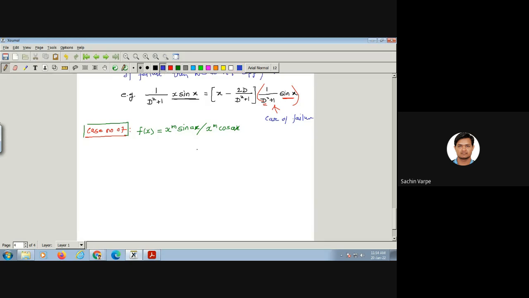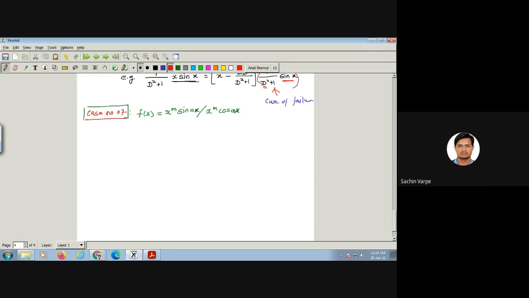So let us discuss the form of particular integral for this particular case. PI equals 1 upon phi of d. हमारा फॉर्मूला होता है 1 upon phi of d into f of x. If f of x is suppose x raised to m sin ax, or sin ax plus b, whatever. ठीक है, तो इसके लिए कैसे करेंगे हम?